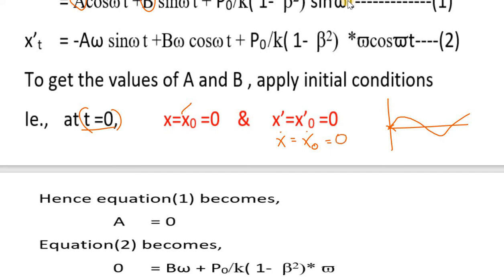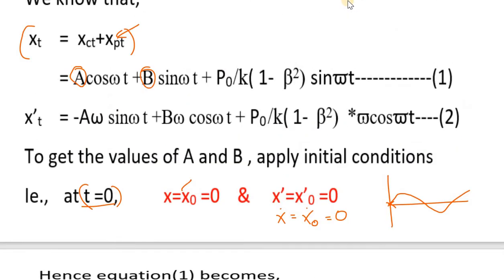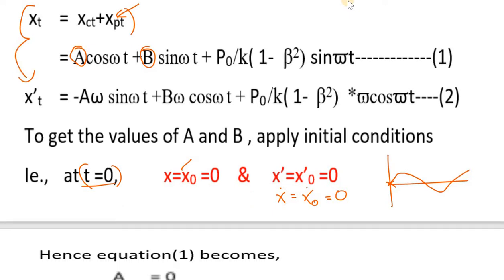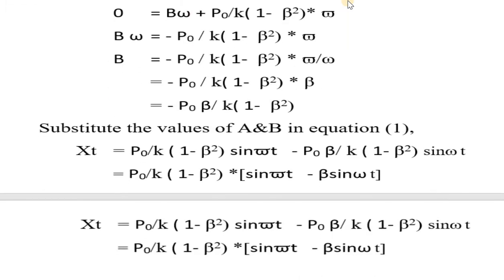Now I have two equations here. You can see the first one is this equation, and the second one is the derivative. I am taking the derivative. So I will get a is equal to 0, and also b I will get like this. Okay, so I have got a and b.